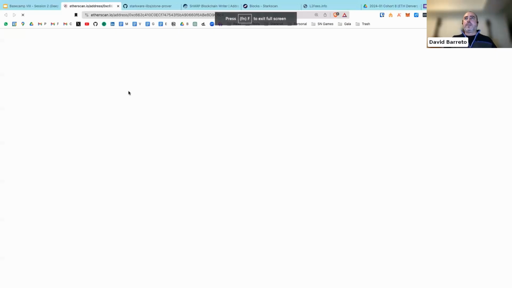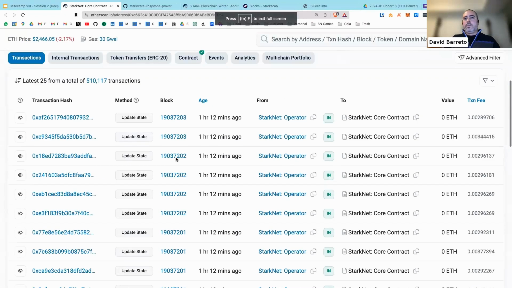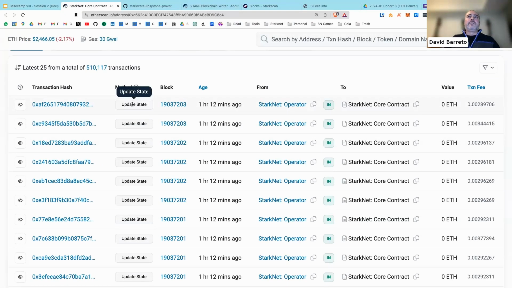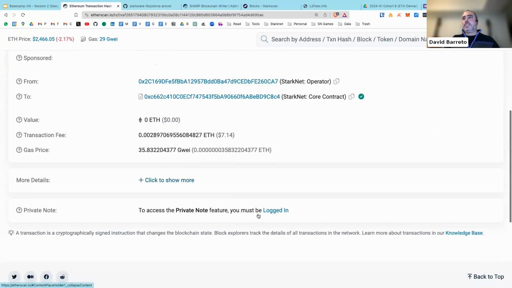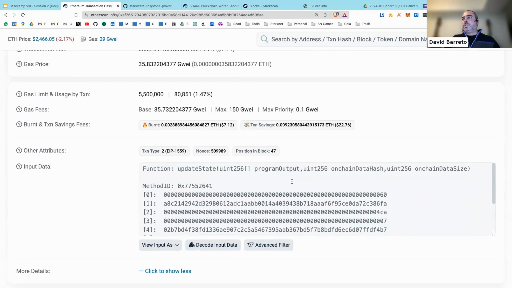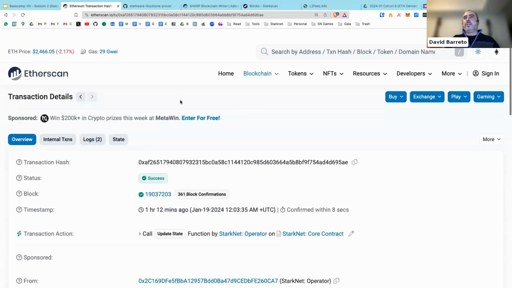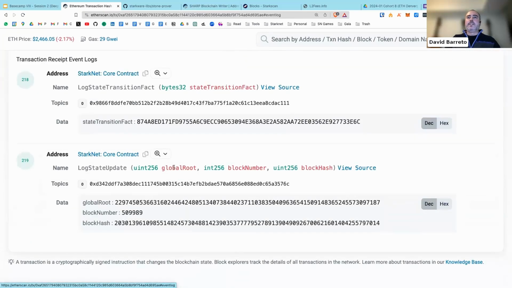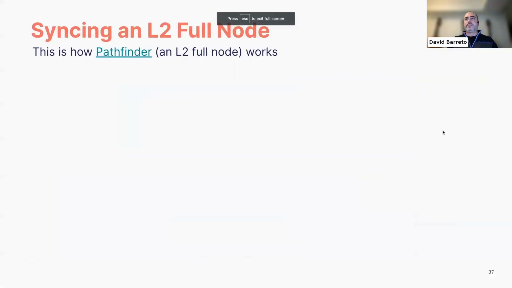If you take a look at this smart contract on layer one, you see the update state transaction. And if we go deeper into the details, show more, I saw it somewhere. Oh, it's in the logs, I believe. Right. You see that it creates events: global root, block number, block hash. So why is this important or how is it used? Well, Pathfinder, which is one of the layer 2 nodes available, actually uses this information when you are syncing a layer 2 node for the first time.